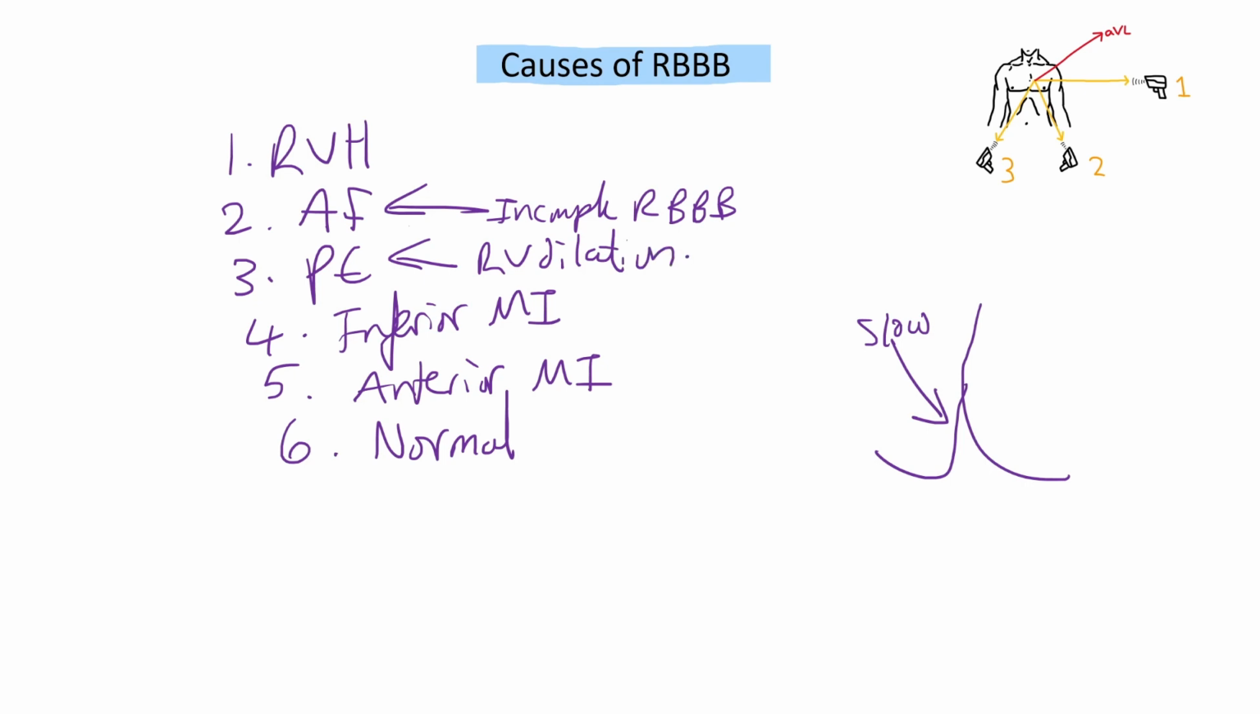Fourth is inferior MI. Now with an inferior MI, essentially you get a very slow conduction in the ischemic right ventricle. With an anterior MI, you get left anterior descending artery occlusion, and this supplies the right bundle. And sixth, you can often see it in normal patients.